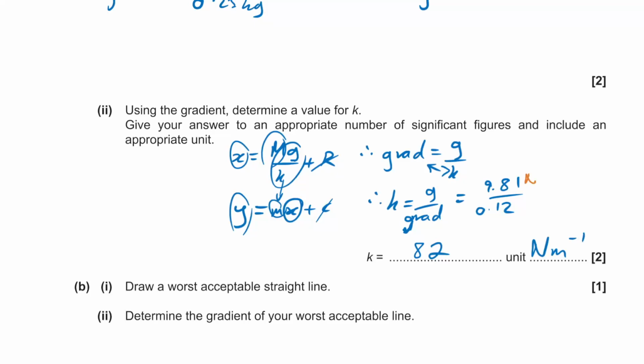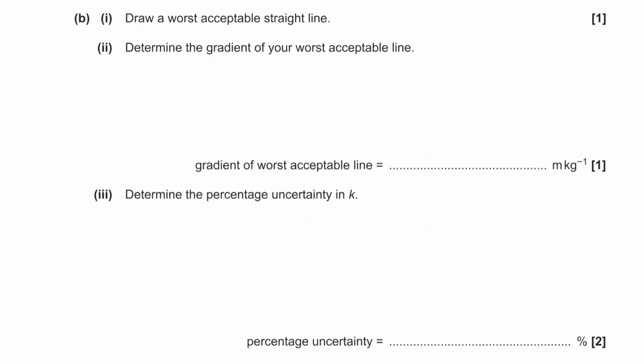The unit of G is newtons per kilogram. The unit of this we saw was meters per kilogram. So they cancel, and therefore we have meters on the bottom. So that ends up being times by meters to the -1 on top. B, draw a worst acceptable straight line.